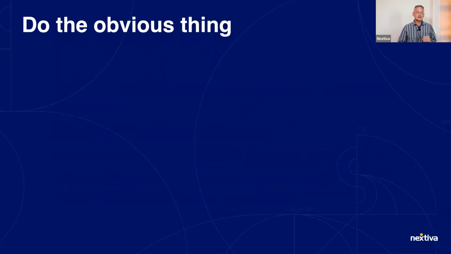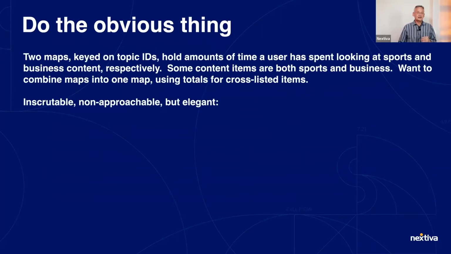Okay, this is a funny example where you've got two maps and they're keyed on topic IDs and the values are the amount of time that people have been looking at content. One holds sports content and the other holds business content, and there's some overlap between the two maps.